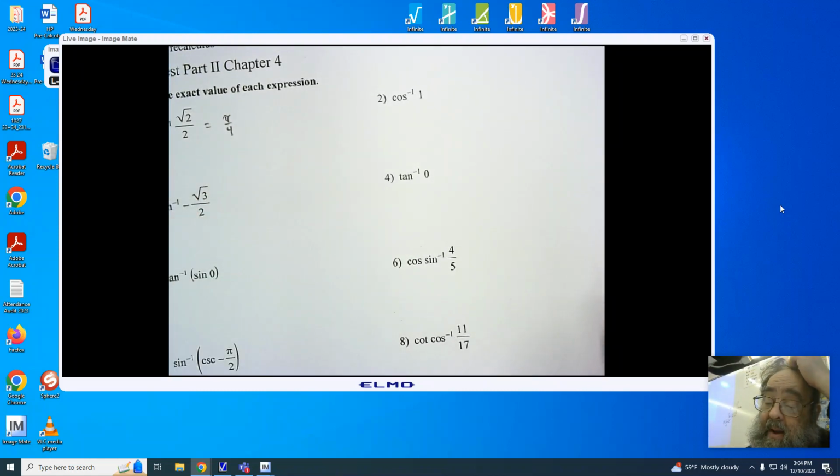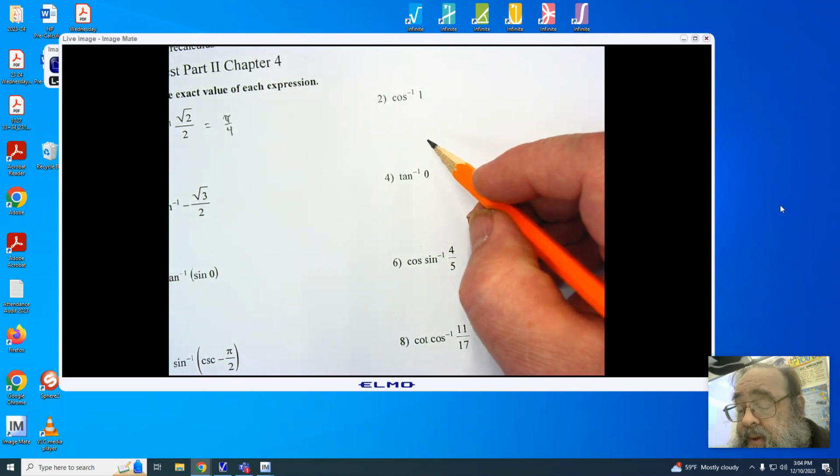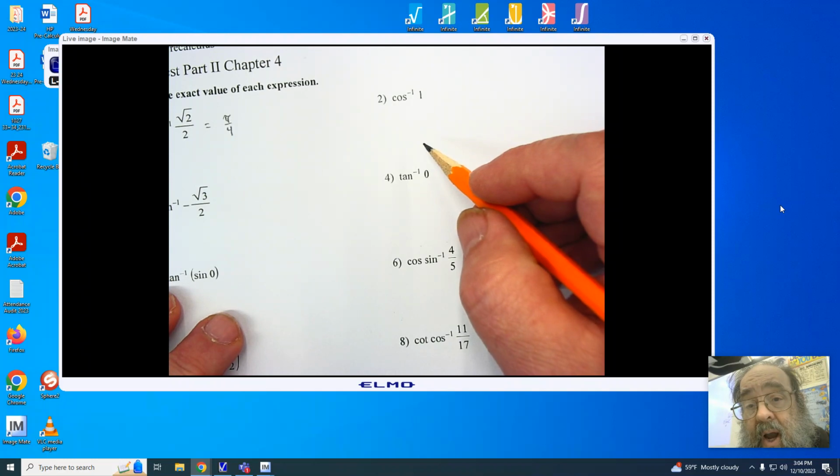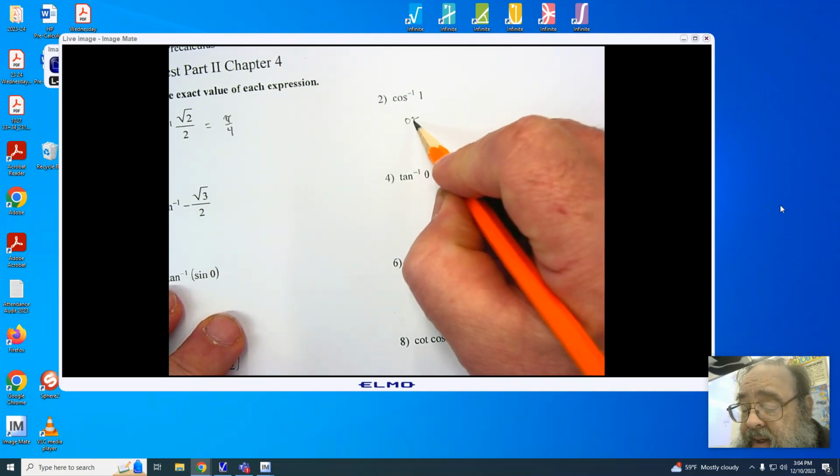Cosine being positive 1. Cosine is positive 1 at 0 pi. Since the domain of arc cosine is between 0 pi and pi, 0 pi is an acceptable answer.